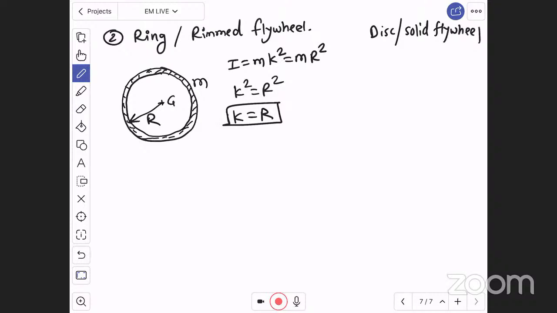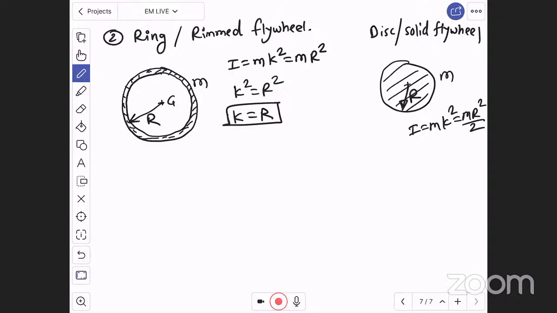Disk is also called solid flywheel, right? For disk, we have seen it is a complete disk, mass m and radius r. For this, we have seen I is equal to mk square, which is nothing but mr square by 2. For disk, it is mr square by 2, but for ring or rimmed flywheel, it is mr square, right? And it is I about G, my dear students. It is Ig. Mk square, which is nothing but mr square for ring, is Ig. That is about centroid, about center of gravity, जहां पे total mass act होगा, right?